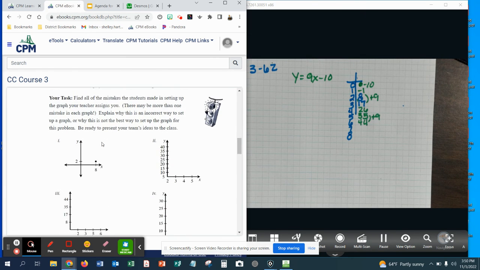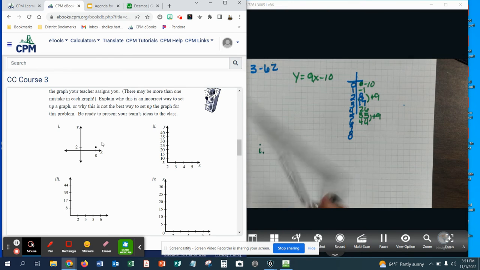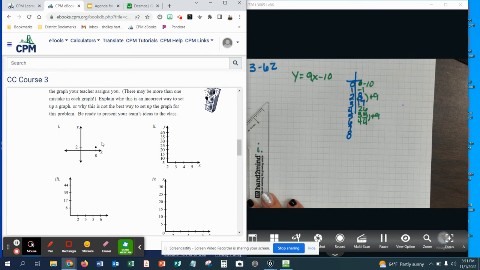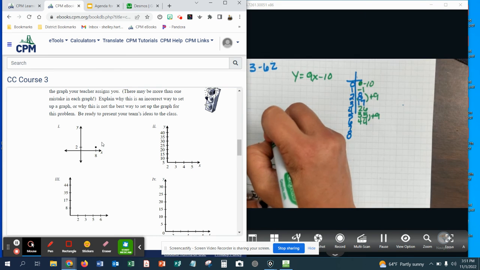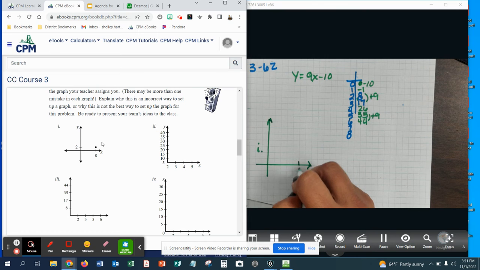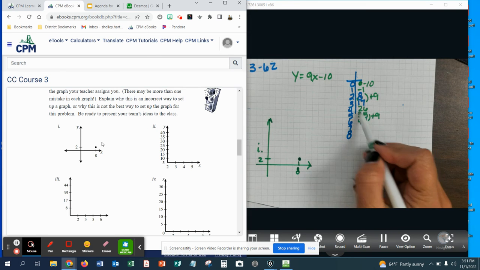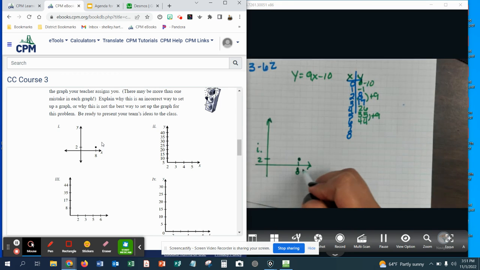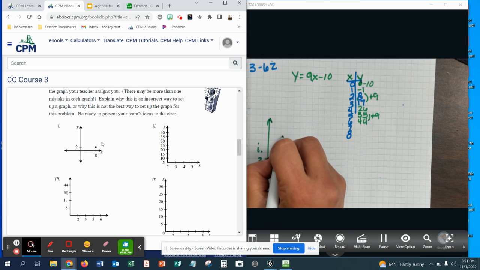Now, your task is to find all the mistakes in these. If you look at I, which is the first one, what do you notice right away with this graph? First off, it's all in positive. We've got 8 and then 2. If you look up here, you've got 2 and 8. This is the x and this is the y. They have the 8 and the x in the wrong place. So this is wrong just because they've got the x and y's mixed up.